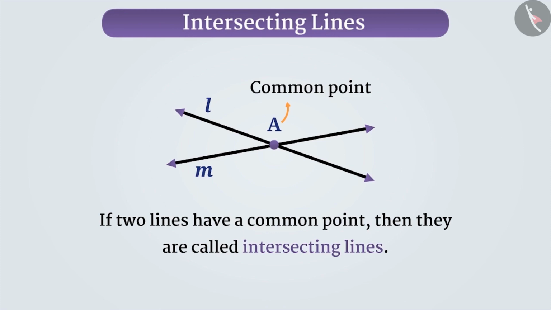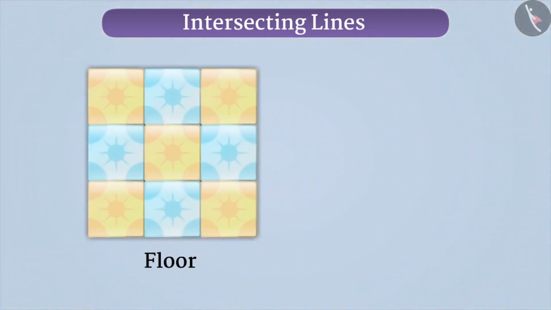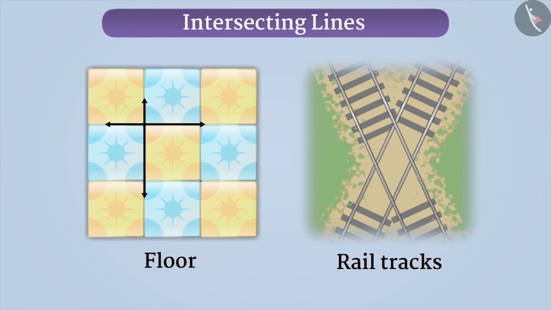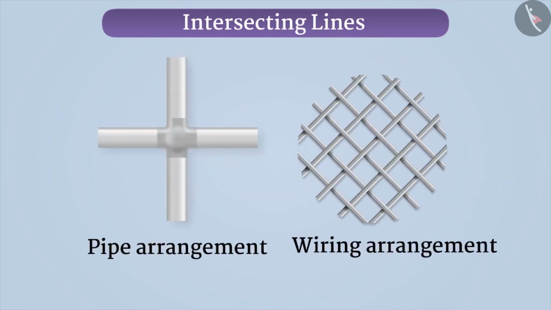Pause the video and remember the situations where you would have seen such intersecting lines. The intersecting lines can be seen in many situations, such as the floor of a house. Many times the floors are arranged in such a way that they form the intersecting lines. When the rails meet at one place, they form intersecting lines. Similarly, you can see the intersecting lines in the arrangement of pipes, arrangement of wires, etc.